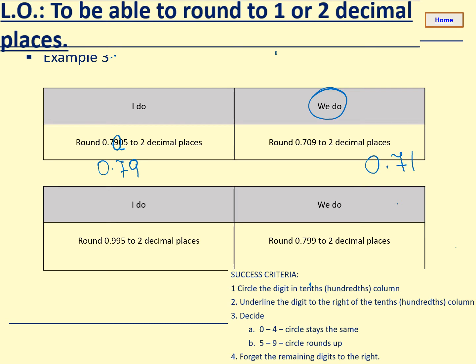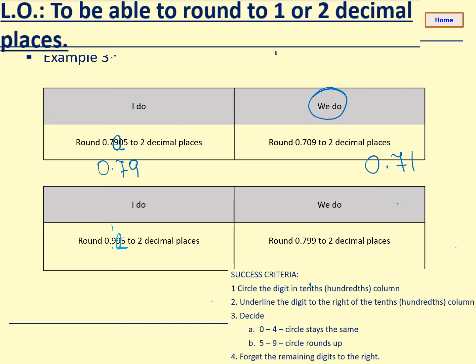I will do the next one, then you will have a go at the other one, and then there will be some practice exercises. Okay, 0.995 to 2 decimal places. 1 decimal place, 2 decimal places. Round the digit in the second decimal place. Underline the digit to the right. It's 5, which is 5 or more. So the circled digit goes 1 up.